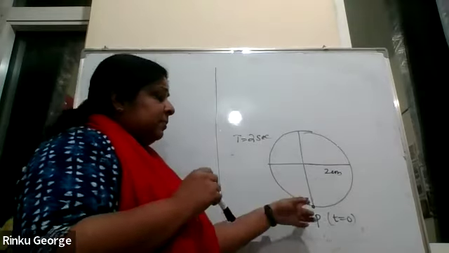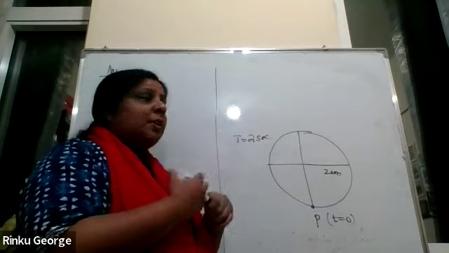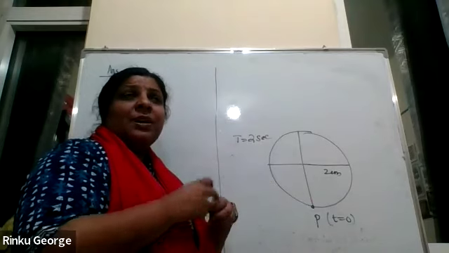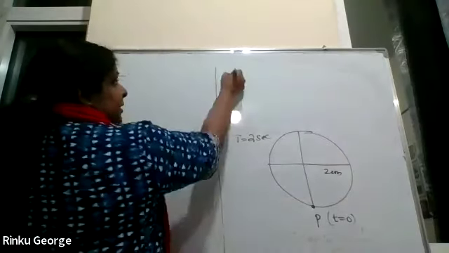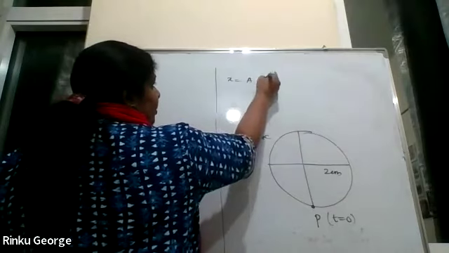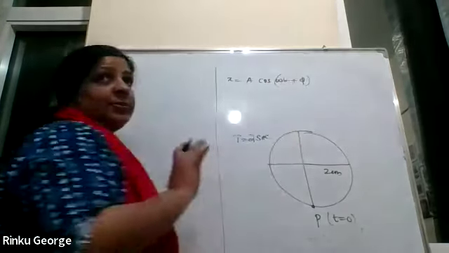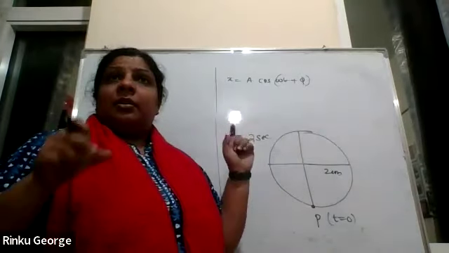See, if this particle is moving in circular motion, its projection will be seen on the diameter. It will be SHM. What is the general equation of SHM? x is equal to A cos(omega t plus phi). This is the general equation of SHM. Correct? A is the amplitude.